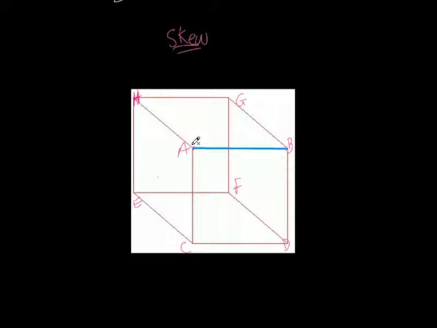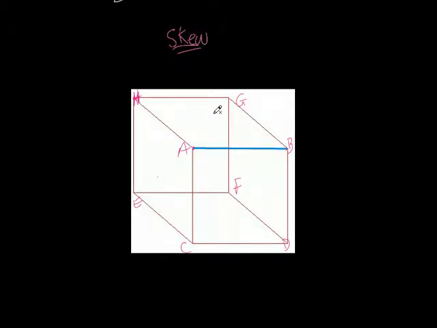Remember, skew lines don't intersect, but they also don't lie in the same plane. So give me another line that doesn't intersect AB, but lies in a different plane. HE? Yeah, HE, that'd be a good one. All right, right there. That doesn't lie in this plane at all, does it?